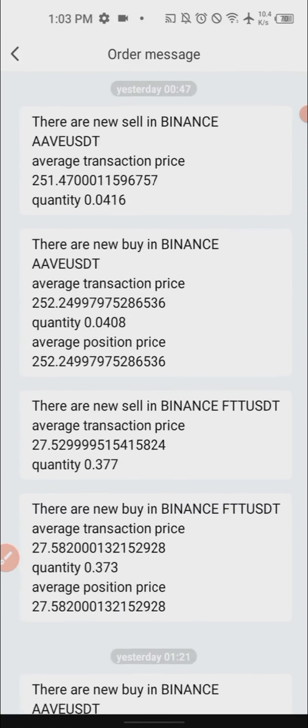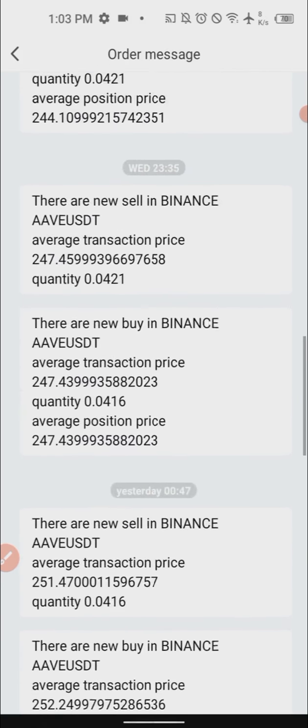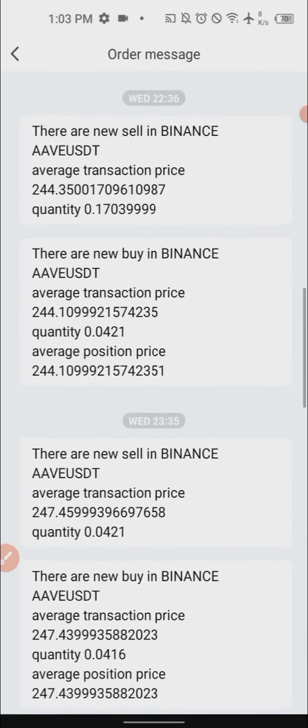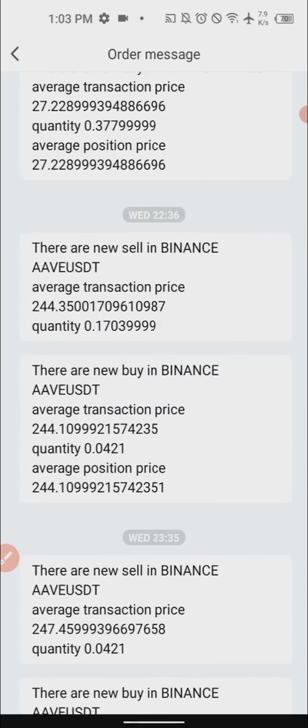It's been buying because the market has been going deeper and deeper, just like you saw in the example of the dollar cost average. At various intervals that the market dips, I get to buy. And this is what I will explain next. You can see new sell, new sell, new buy, new sell, new buy, new sell, meaning the bot is doing the trading for me on an automated mode.